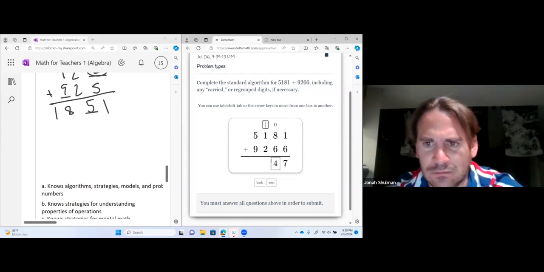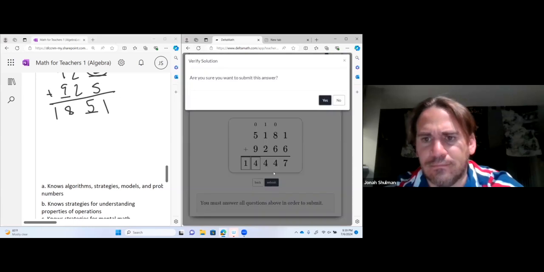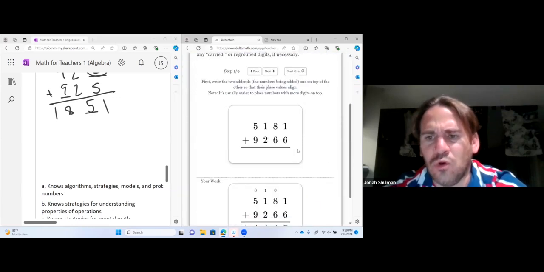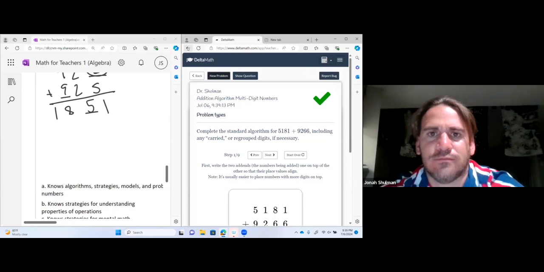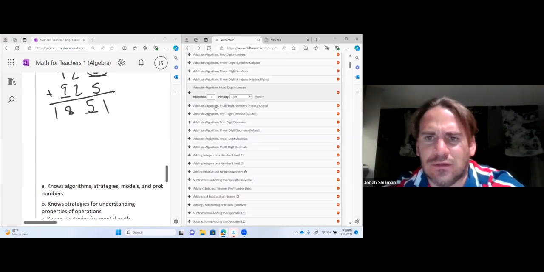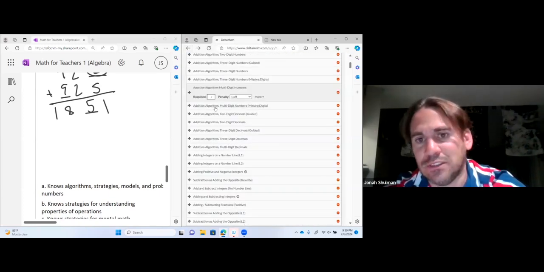This is 14, carry the 1. This is 4. Nothing here. This is 14. Boom! Look at that, 1447, beautifully done. All right, so now we've got the big numbers with missing digits.